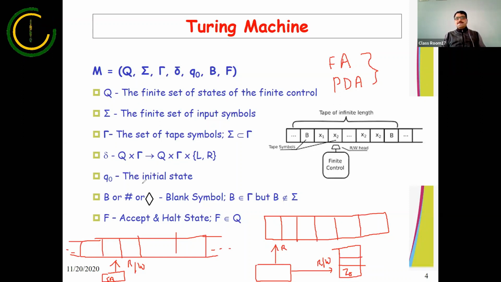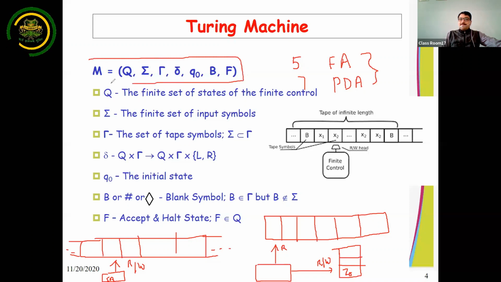Okay, so now how can we represent it mathematically? Finite automata is represented using 5 tuples, right? If we talk about PDA, then PDA will be represented by 7 tuples. Now, how can we represent a Turing machine mathematically? A Turing machine can be represented with the help of 7 tuples, just similar to the PDA. But the difference is in architecture.